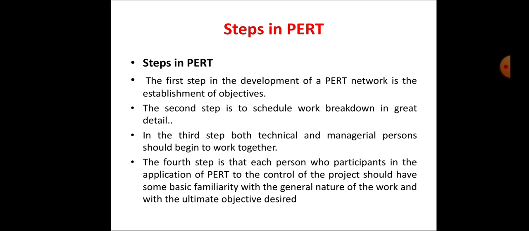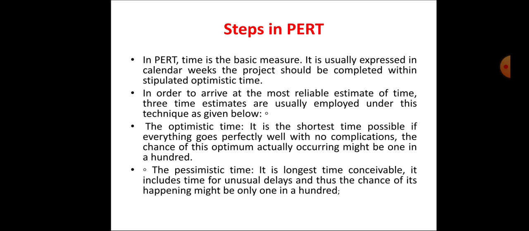Steps in PERT. The first step in the development of a PERT network is the establishment of the objective. The second step is the scheduling of work breakdown in great detail. The third step is that technical and managerial persons should begin to work together. And the fourth step is that each person who participates in applying PERT to control the project should have some basic familiarity with the general nature of the work and with the ultimate objective desired.